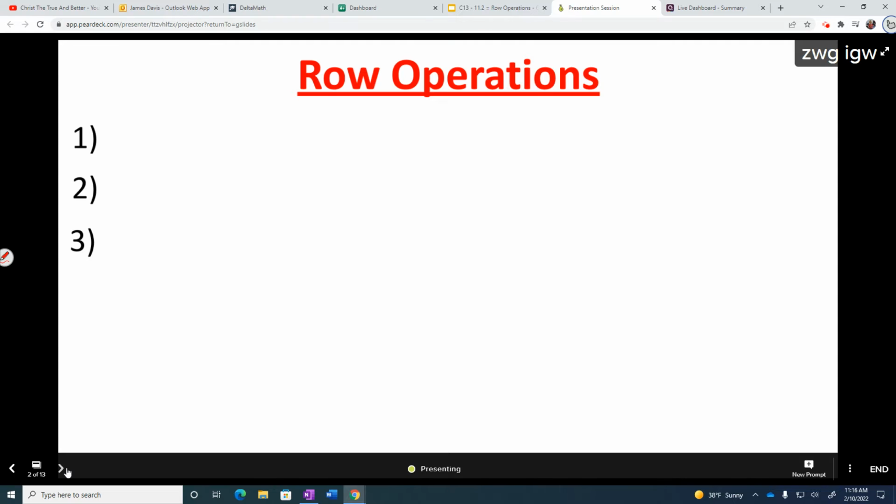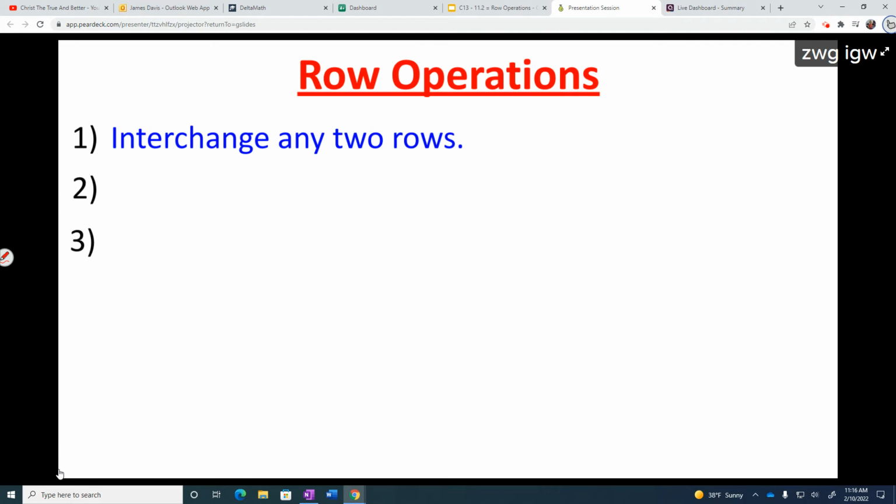So the first thing that we're allowed to do is interchange any two rows. I'll show you an example of this here in a sec. This means you're allowed to change the order of the rows. You can move row 3 up to row 1, row 1 down to row 2 if we want to. We're allowed to change the order of the rows, and it won't affect our matrix. So we'll just do a little easy basic one to show you this.